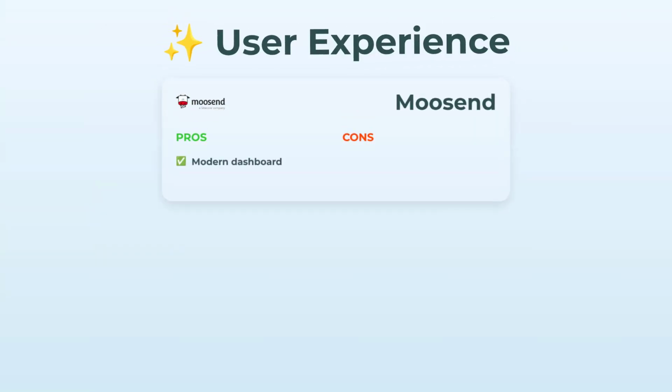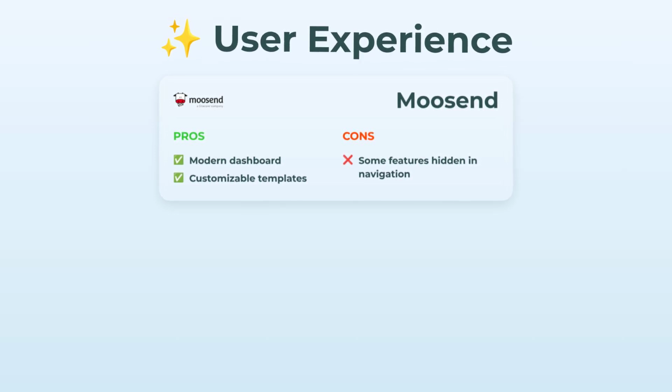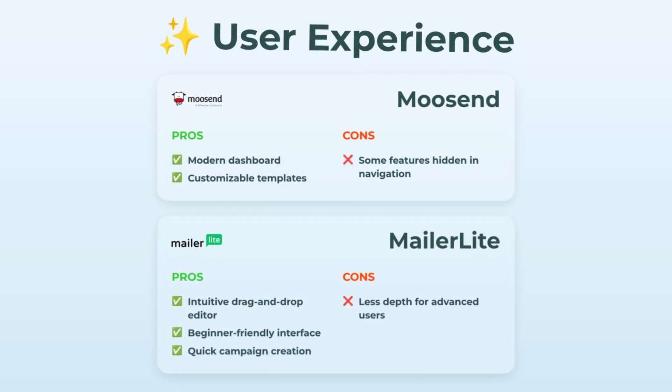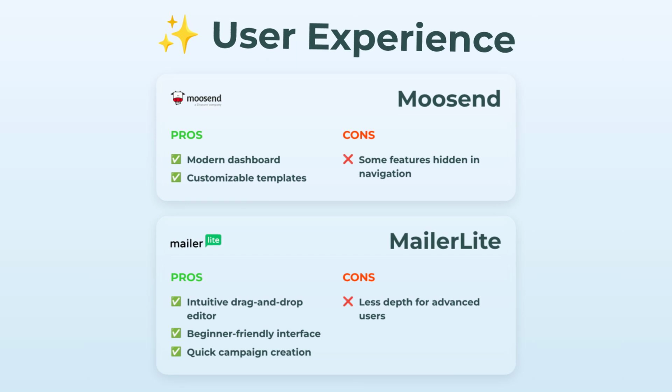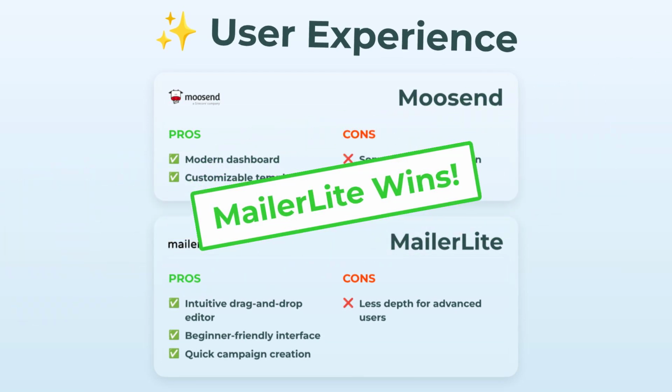User experience, right? So, Moosend gives you a modern dashboard and templates you can tweak till they're just right. Sometimes you do end up hunting for settings. They can be a bit buried, not gonna lie. On the other hand, MailerLite nails that drag and drop vibe. The whole thing feels super approachable, especially for beginners. Campaign setup, fast and easy. The only thing is, it's not the deepest tool out there for pros craving more control. But in terms of pure usability, MailerLite edges ahead in this round.